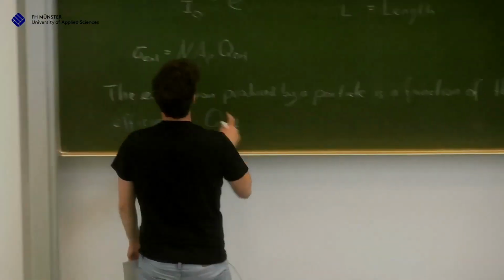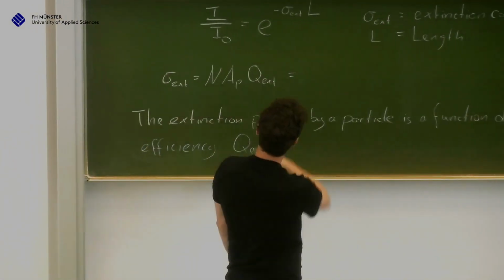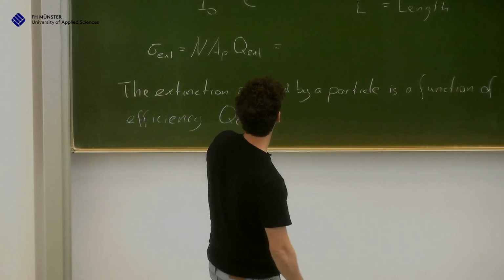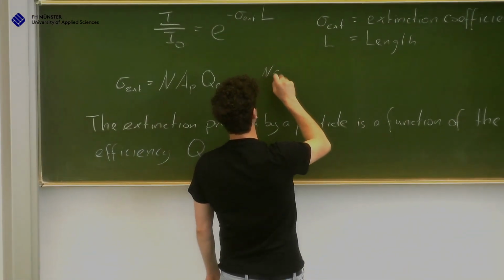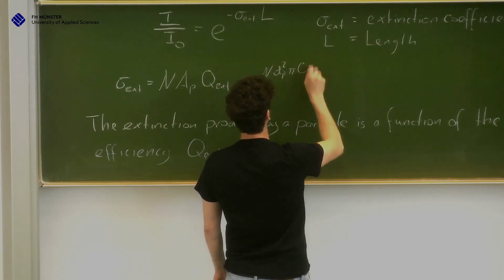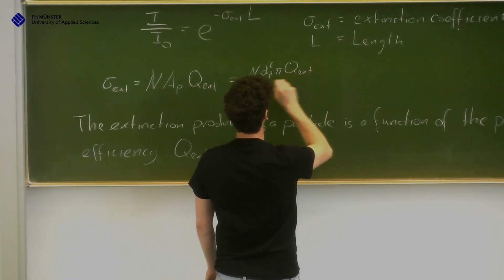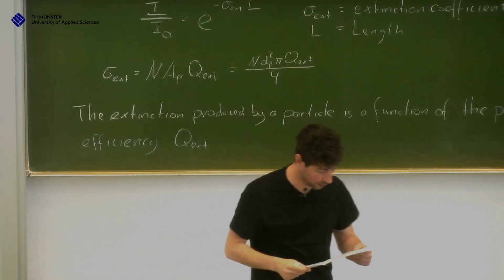So if we take a look here, we just can rewrite the equation a little bit because we know what is the area, and then we would have n dp square pi Q extinction divided by 4. So now we have the size of the particle directly in there.